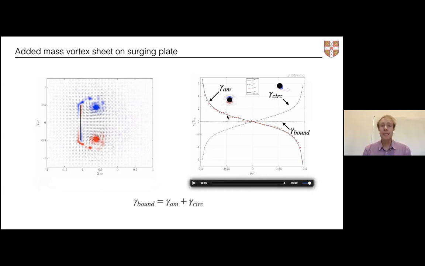So that means that in these situations, we could have tracked how the added mass vortex sheet changes, and from this measured exactly what the added mass force is. That would have been one really good way of getting that force component in our lower order model.